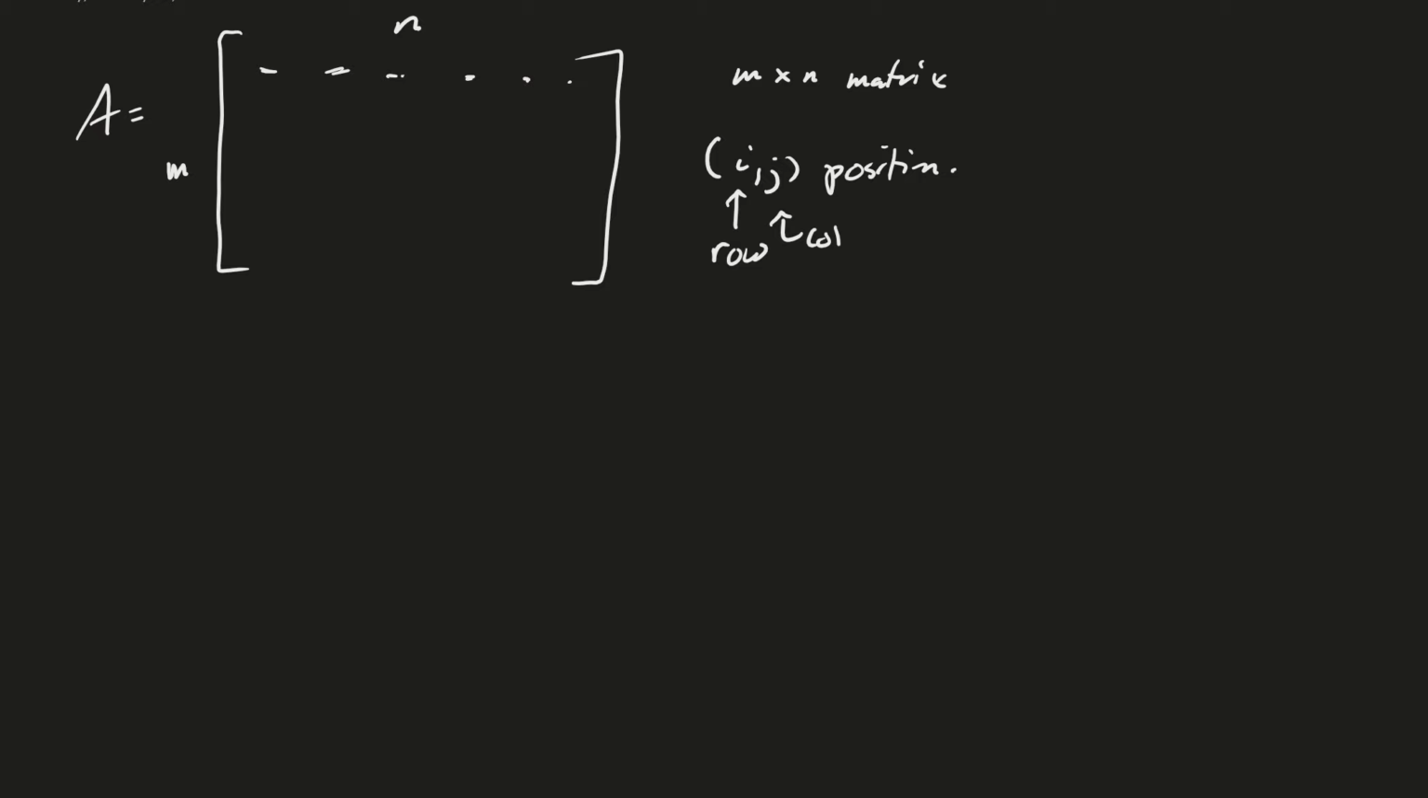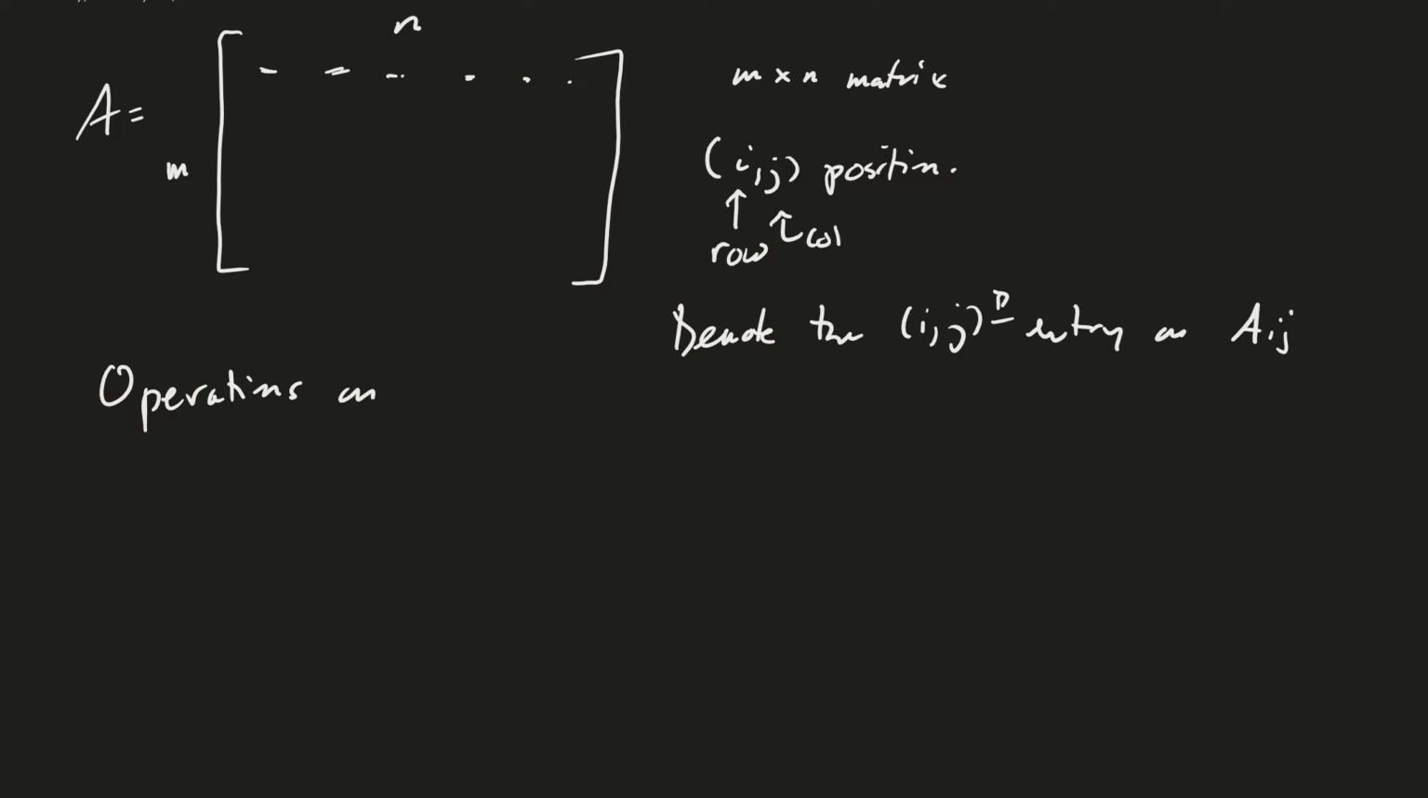Okay, so we usually denote the ijth entry as something like a_ij. So that'll be a number. And we can perform some operations on a matrix that you may be familiar with. For example, we can transpose the matrix.